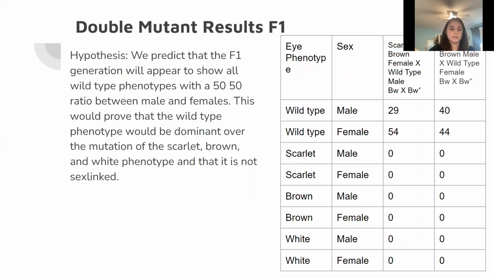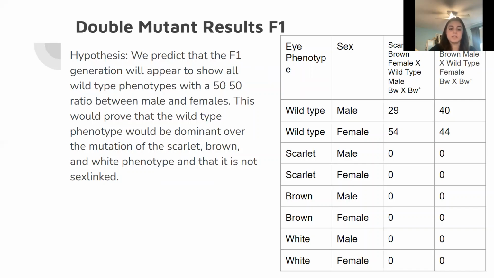So for our double mutants, we predicted that the F1 generation will appear to show all wild type phenotypes with the 50-50 ratio between male and females. This would prove that the wild type phenotype would be dominant over the mutation of the scarlet, brown, and white phenotype, and that it is not sex linked.